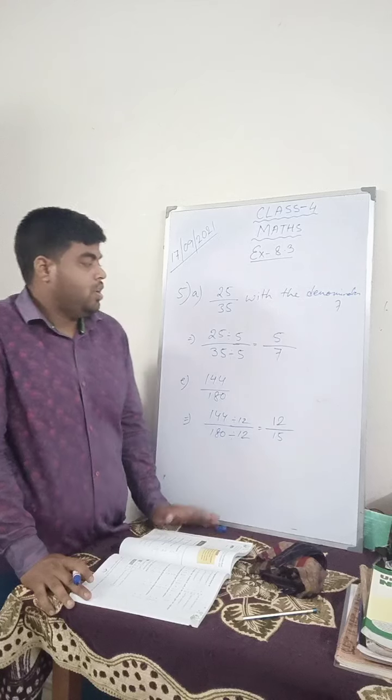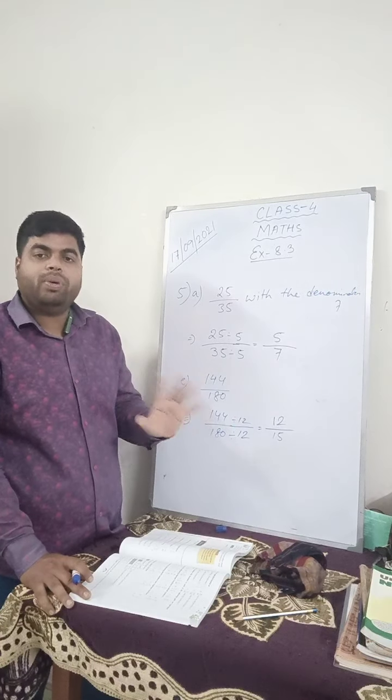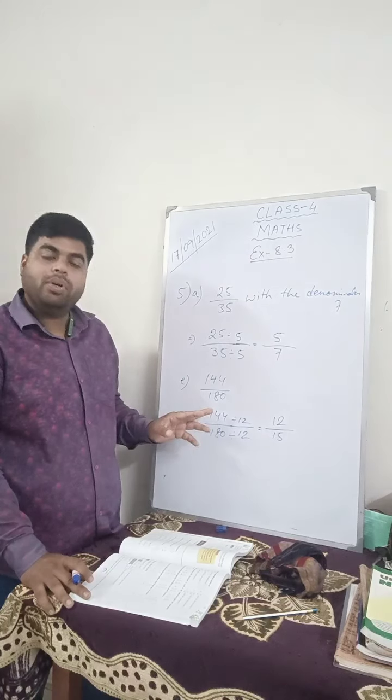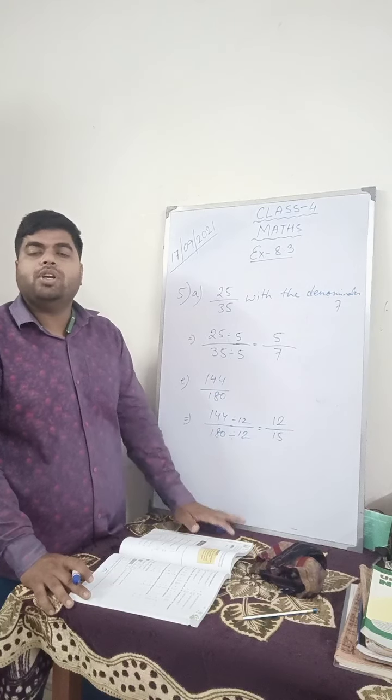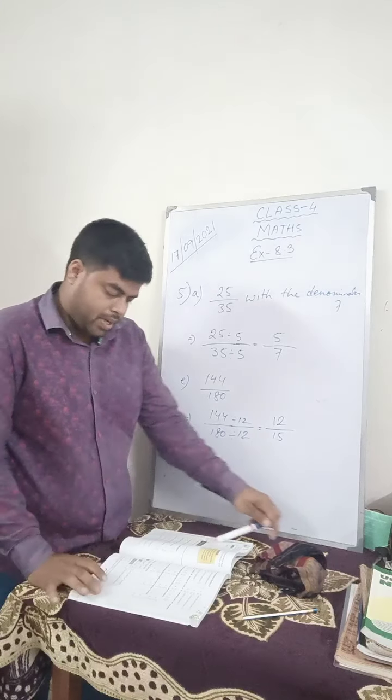So I hope you have understood. If you make the fraction bigger, you have to multiply both numerator and denominator by the same number. If you make the fraction smaller, you have to divide both the denominator and the numerator by the same number.